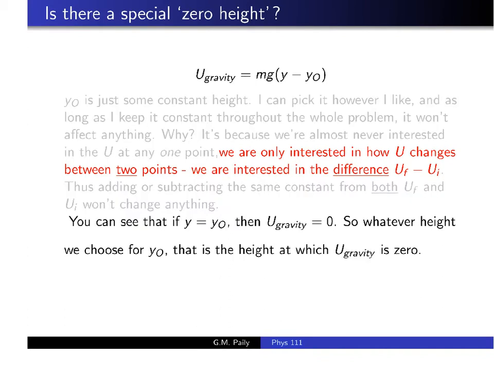So if y equals y naught, then U gravity equals 0. So whatever height we choose for y naught, that is the height at which U gravity is 0. And all we need to do is just choose one height to be y equals 0 for a single problem and just keep it consistent throughout that problem.